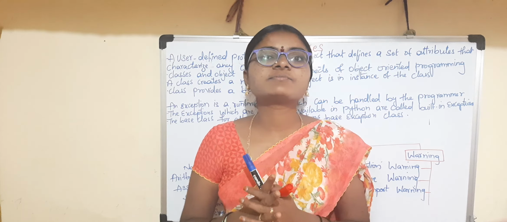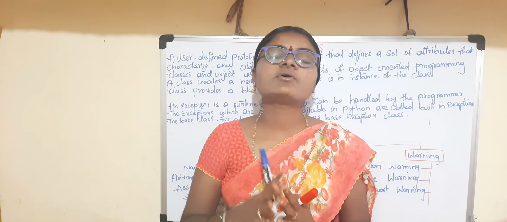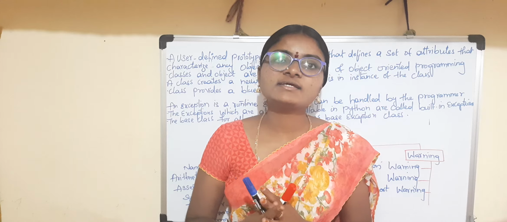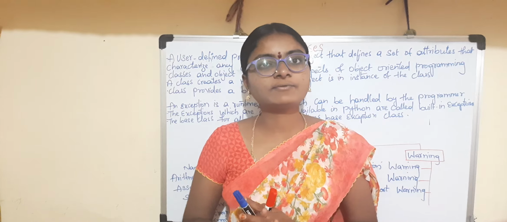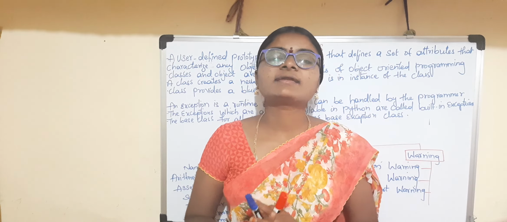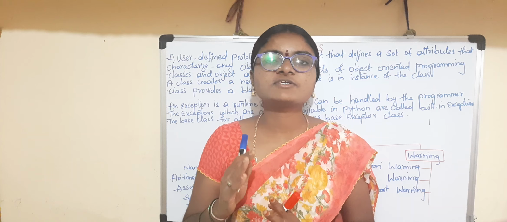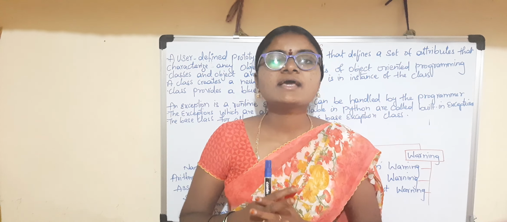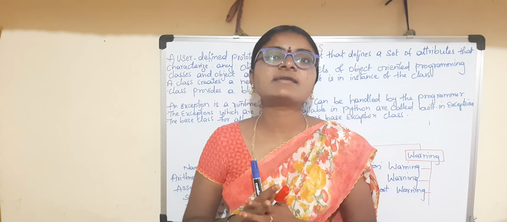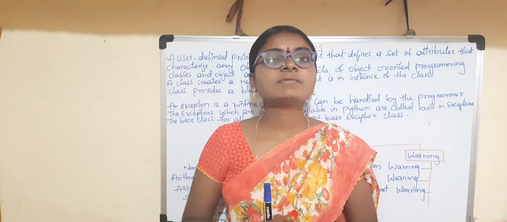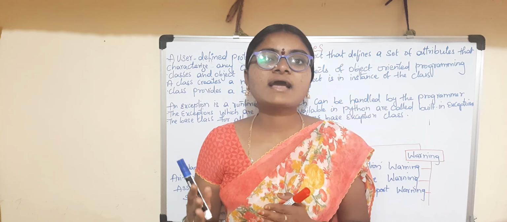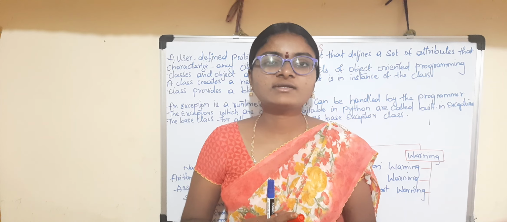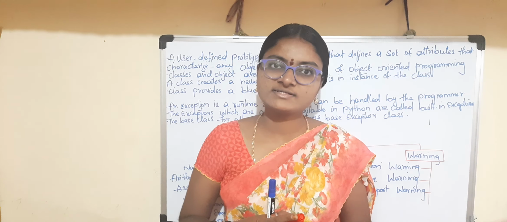A class is a blueprint of an object. Both classes and objects are there in our object-oriented programming language. A class is also one of the features in our OOPS, nothing but object-oriented programming. Exception means what? It is a runtime error. In runtime error, we have try and catch. All those we will now discuss.